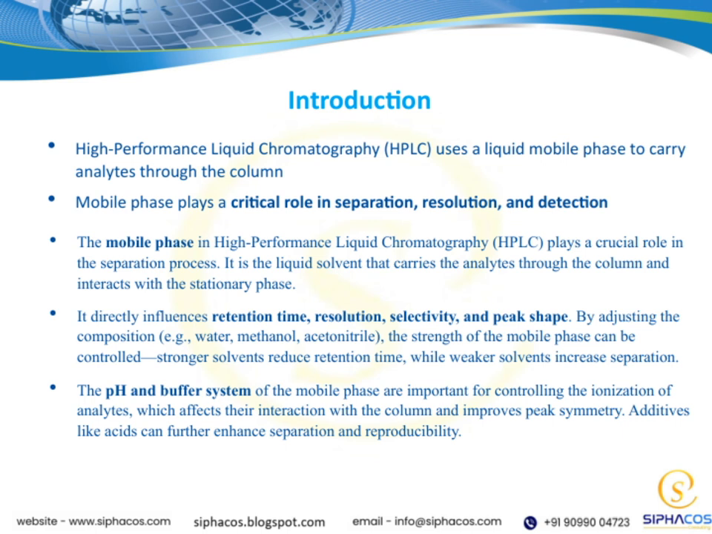It's also important to consider the pH and buffer system of the mobile phase. These factors help control the ionization of analytes, which in turn affects how they interact with the column. This control can improve peak symmetry and overall accuracy. And don't forget about additives like acids. They can really enhance separation and make our results more reproducible. So, in summary, adjusting the mobile phase carefully allows us to fine-tune the entire separation process, making HPLC a powerful and versatile tool in analytical chemistry.